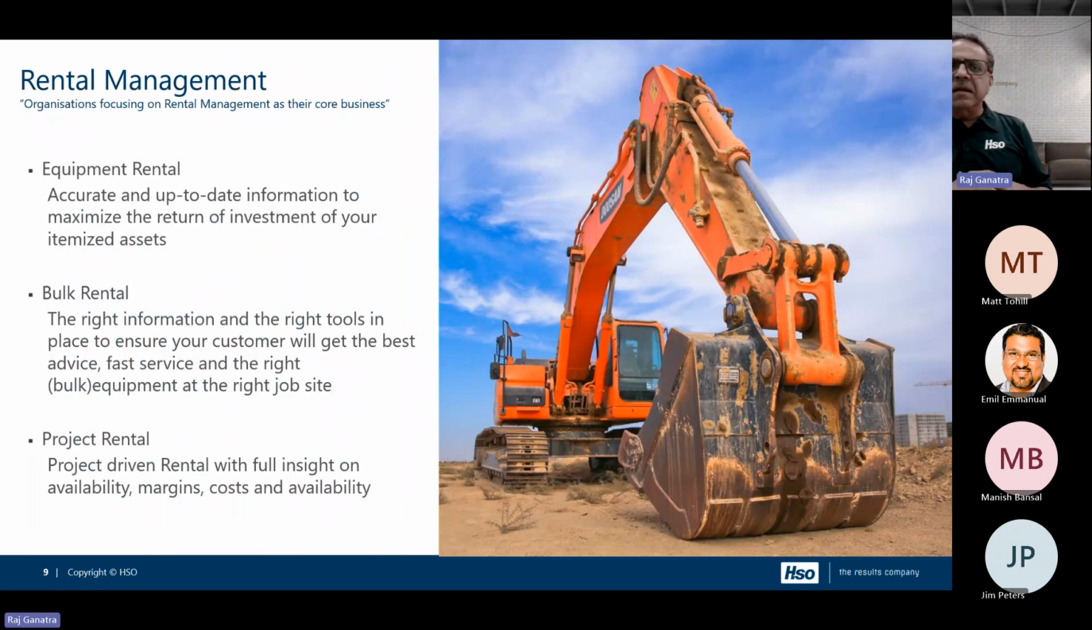Moving forward on the rental management capability, our rental management capability addresses equipment rental, bulk rental, as well as project rental. Equipment rental is very much focused around heavy equipment. Bulk equipment is mainly around service kits and consumables. And project rental is typically around mining, construction, renting equipment for large projects, or renting a fleet for projects with a buyback option for the end customer.